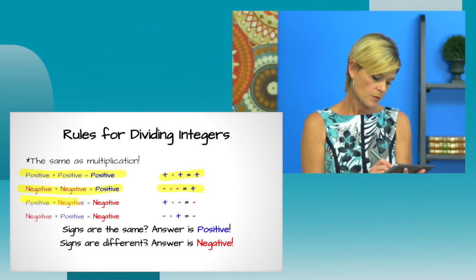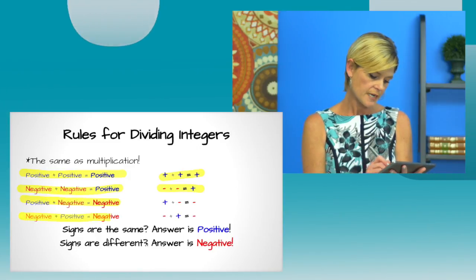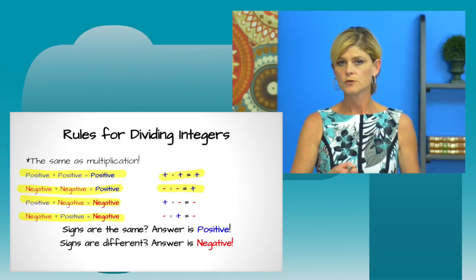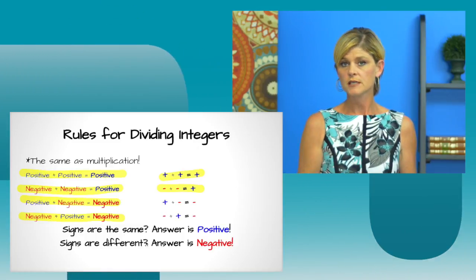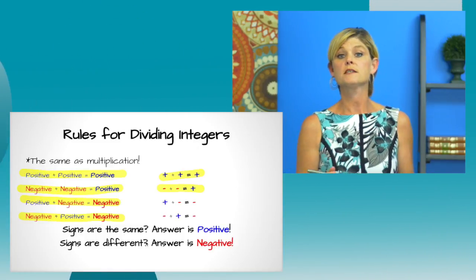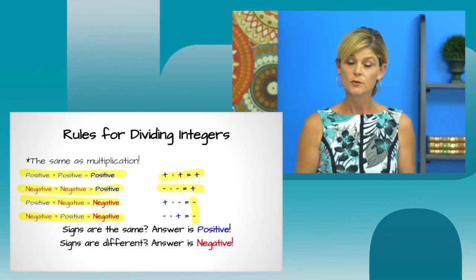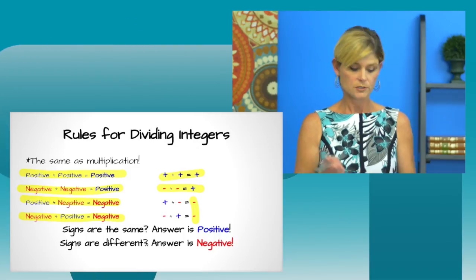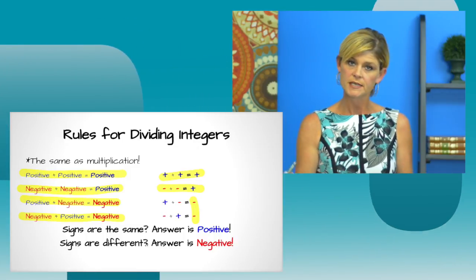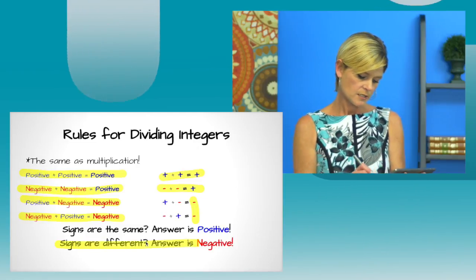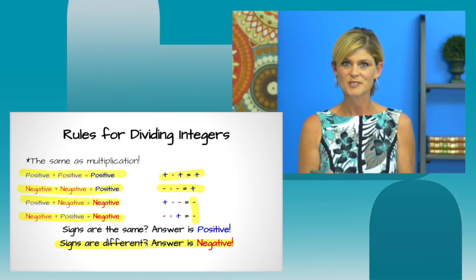Also, same as with multiplying integers, if the signs are different in the two integers, if you have a positive and a negative or a negative and a positive, the outcome is going to be negative. So if the signs are the same, positive by positive or negative by negative, you get a positive. If the signs are different, the answer is negative. It can't get much easier than that.